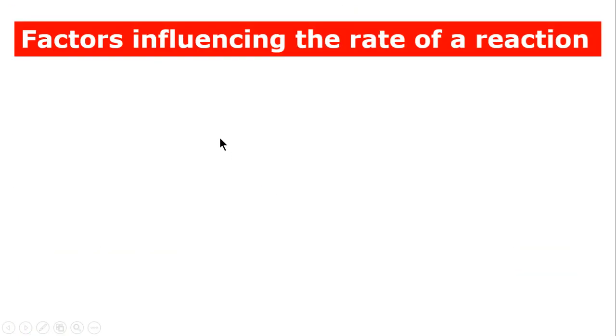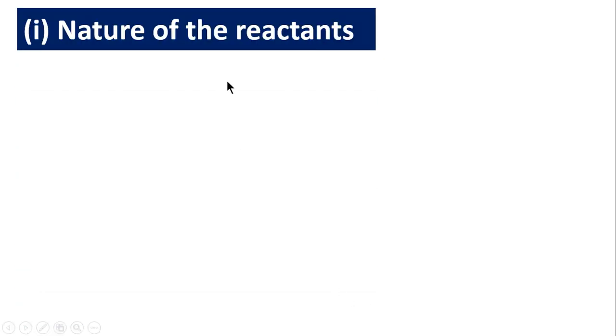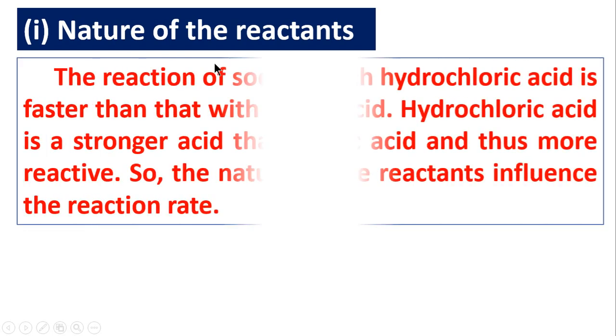Now, what are the factors influencing the rate of a reaction? First one, nature of the reactants. Second one, concentration of the reactants. Third one, temperature. Fourth one, catalyst. Fifth one, pressure. Sixth one, surface area of the reactant.